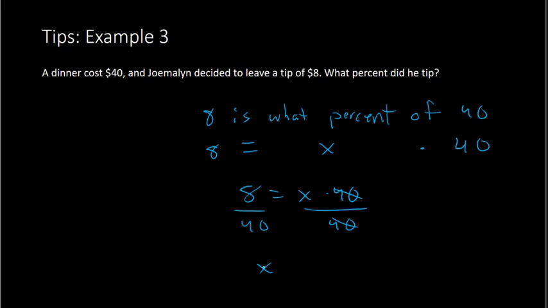We have x equals 8 over 40, which can reduce by dividing top and bottom by 8, which would give me 1 over 5. Well, 1 over 5 is 0.2. And just move the decimal place over 2 places. That gives me 20%. So Jomelin left a 20% tip to the waiter or waitress.